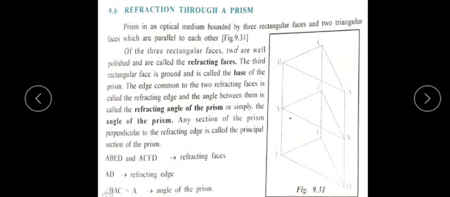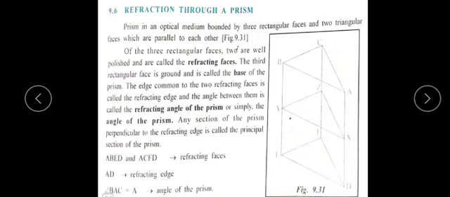See, there are three rectangular faces. One is here, another one is here, the next one is the base. Out of the three rectangular faces, two are well polished, so these two are called refracting faces. The third rectangular face is ground, which we can call the base of the prism.